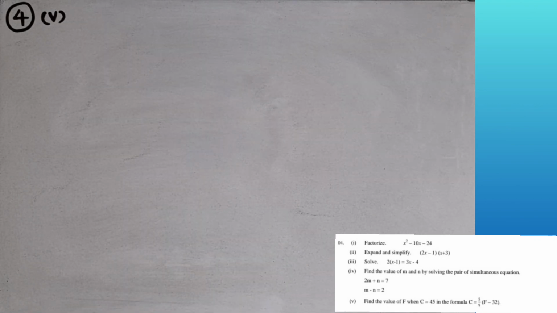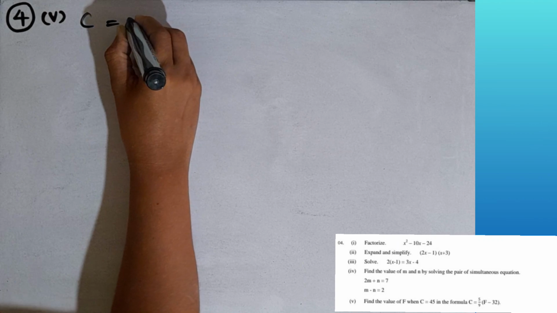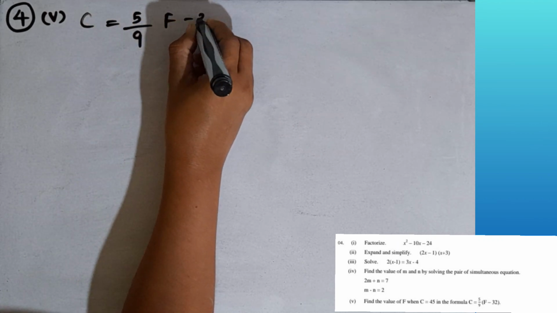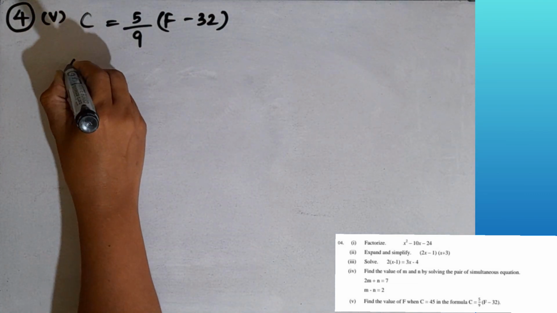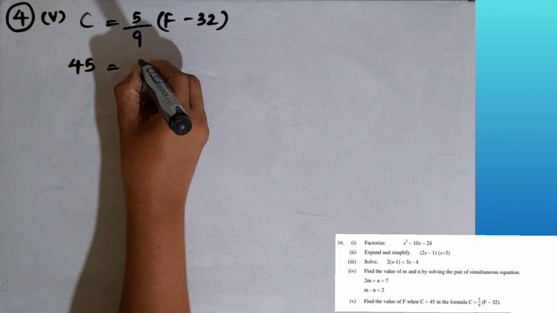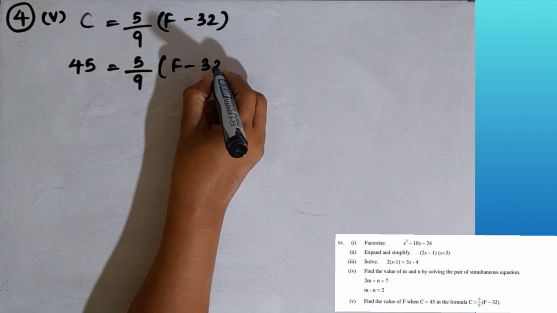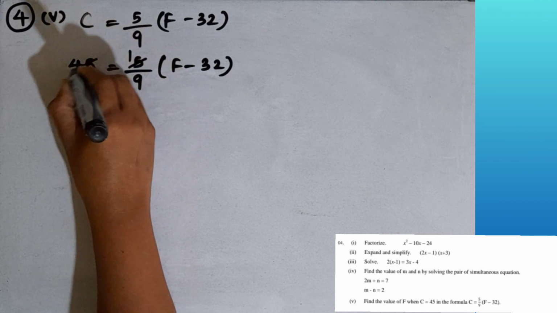Fifth part, find the value of F when C equals 45 in the formula C equals 5 over 9 times F minus 32. The value of C is 45. So 45 equals 5 over 9 times F minus 32. We can simplify like this: 5 times 1, then 5 times 9.